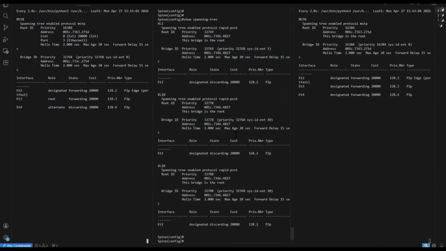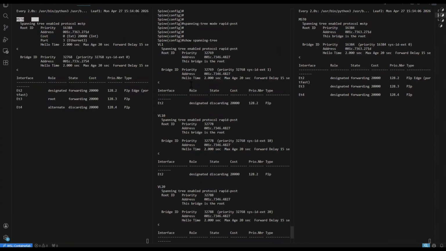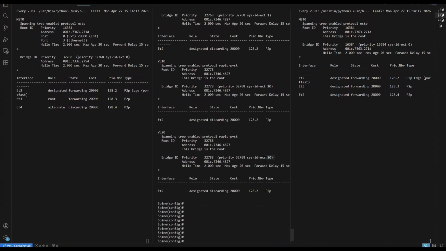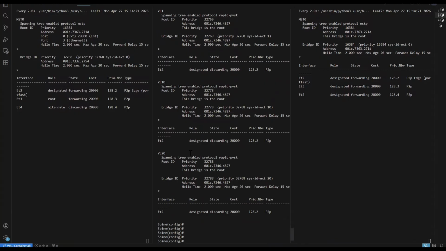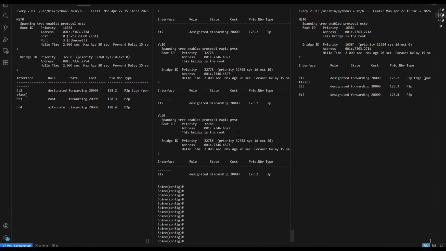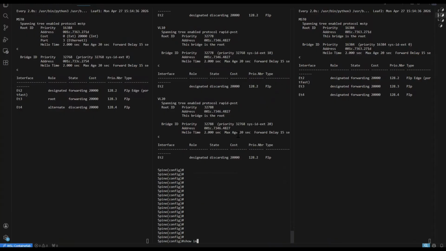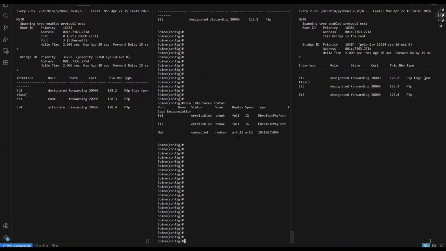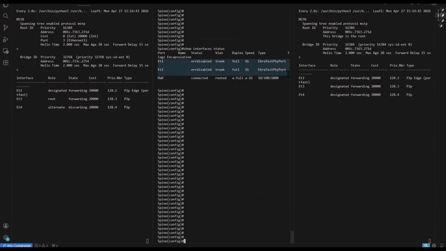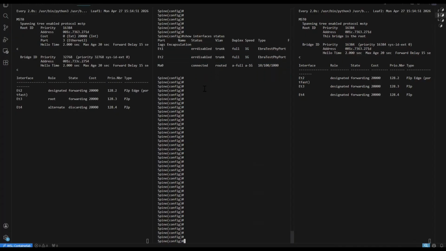Now if I go to spine, if you look at the bridge ID, now you are seeing a different bridge ID. You can see the sys ID, 1 plus 1 here, plus 10 here, plus 20. So the bridge ID is the combination of priority, system ID, and the STP instance ID. Okay, so right now let me show you one more thing. Show interface status. And if you see here on the spine, both ET1 and 2 are in error disabled state because it's not recognizing MSTP. Okay, so rapid PVST we have tested.